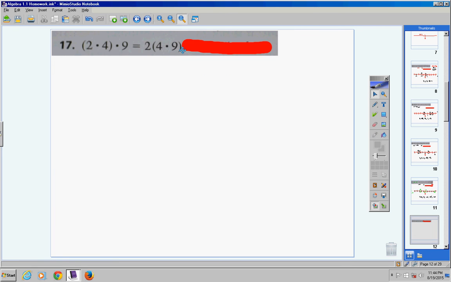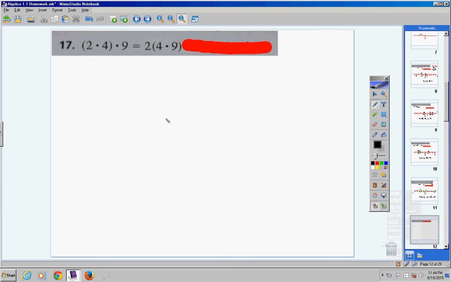Okay, moving on now. Numbers 17 through 24. They want us to write the correct property. Okay, now don't forget, you've got to tell me whether it's addition or multiplication, and then also what property we're dealing with.